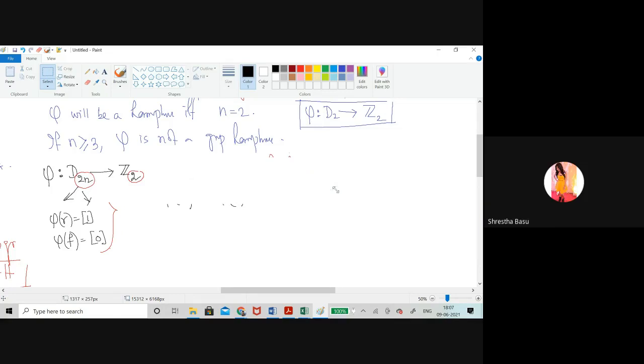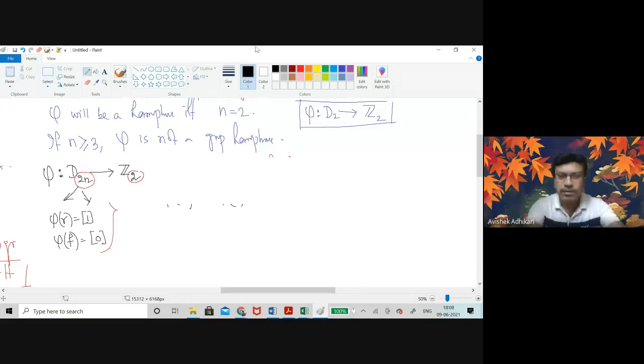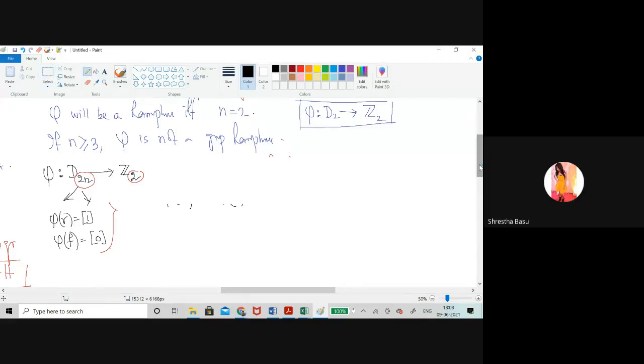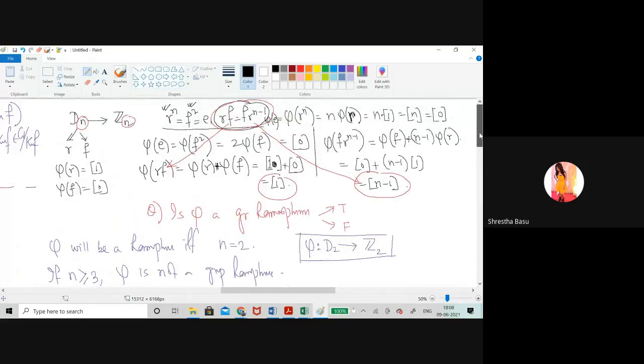Excuse me, sir. Can I please ask you a question about the last thing? Sir, can I just move the screen a bit upward? In the topmost right-hand side you wrote n equals to 0. Why did you write n equals to 0?